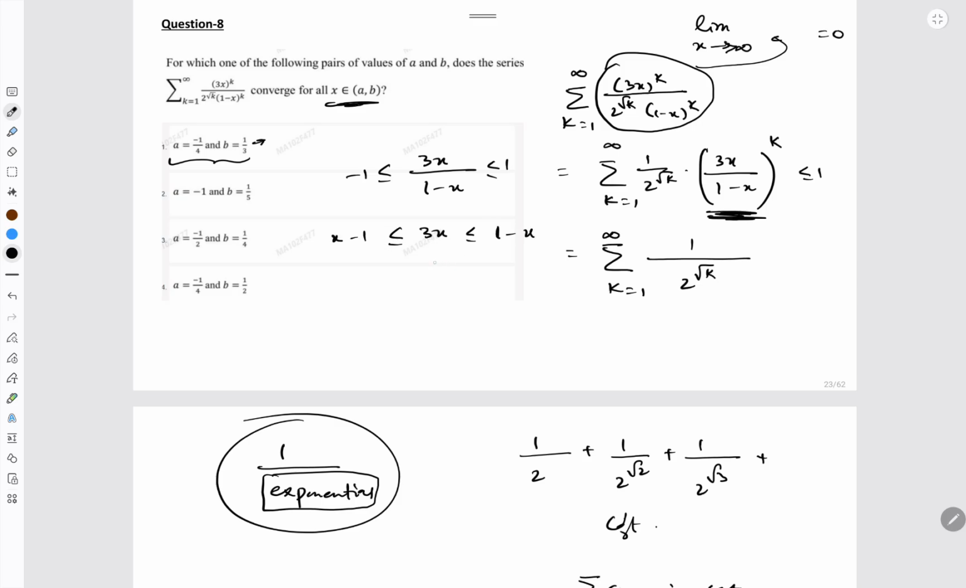So if I solve it in two parts, it will be 4x is less than or equal to 1, and 3x is greater than or equal to 1 minus x, so 4x is greater than or equal to 1. So x is greater than or equal to 1/4 and x is less than or equal to 1/2.